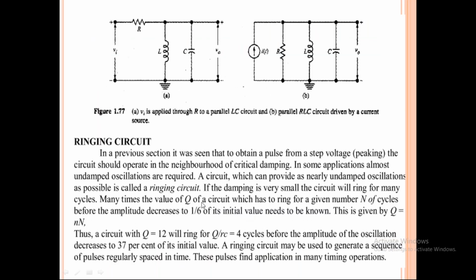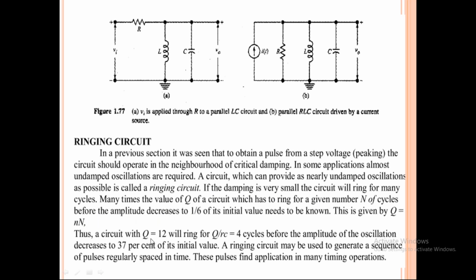And next one, the ringing circuit. This is an important one: a circuit which can provide nearly undamped oscillation. This circuit is called a ringing circuit. So here the important formula is Q equal to pi N. This is important. Quality factor equals pi into number of cycles.